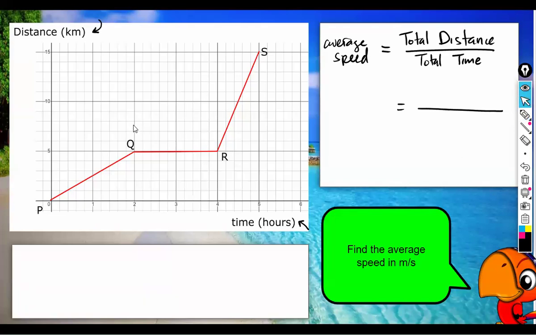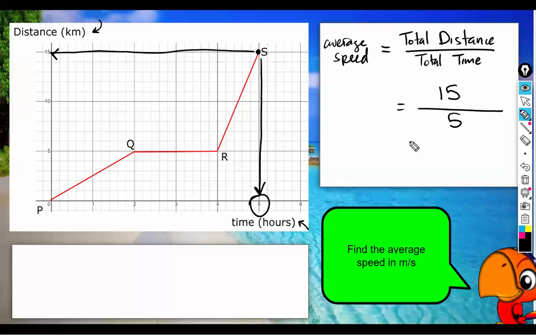We will need to afterwards convert it to meters per second. So what's the total distance? At the end of the graph is at S. What was the total distance at S? 15. And how many hours did it take? 5. So it's 15 divided by 5 is 3 kilometers per hour.